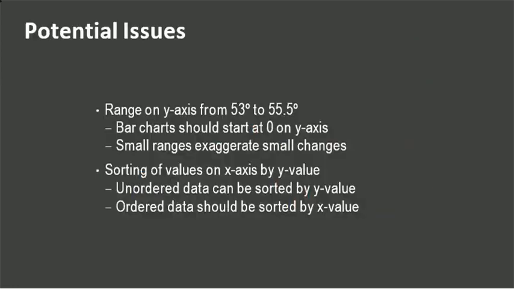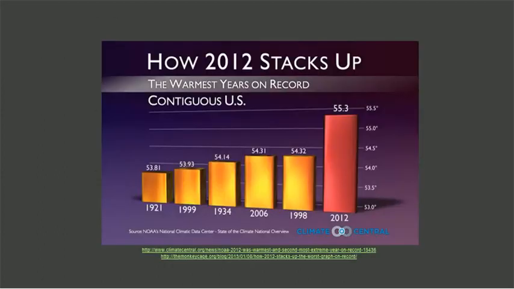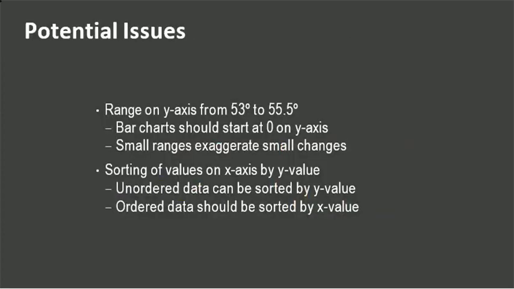The first error is that the range on the y-axis is from 53 to 55 degrees, and a bar chart should start from 0 on the y-axis. But here the bar chart is not starting from 0, it is starting from 53 to 55 degrees. The points on that axis also have small ranges, so there are only small changes in the visualization. When we are talking about the Warmest, we can go from 0 to 53 degrees or 48 degrees, or we can move from the highest to the lowest value.